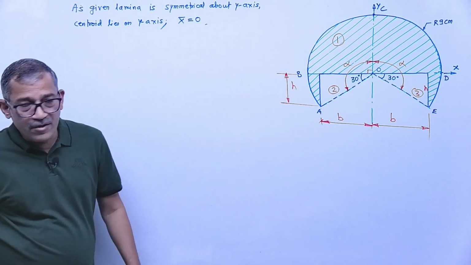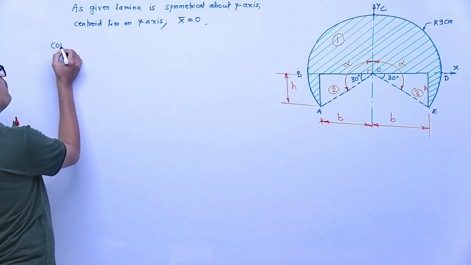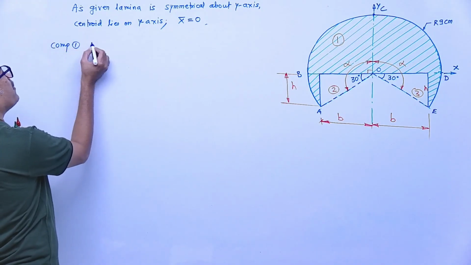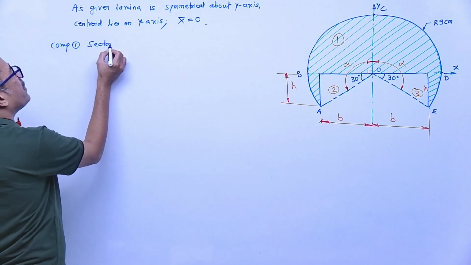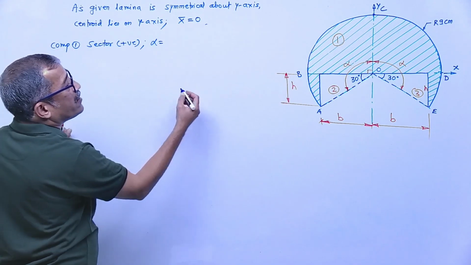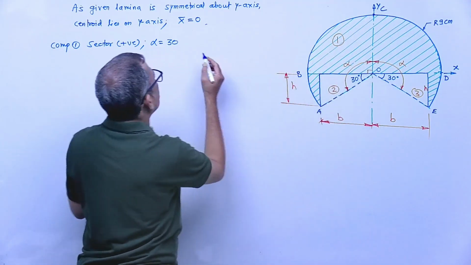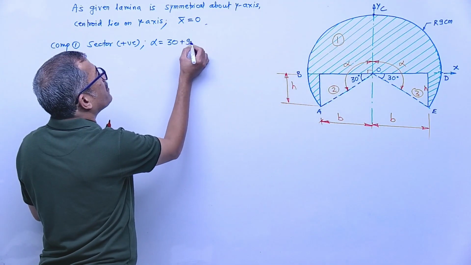Now for the first component, component 1 is the sector. Sector is a positive component. What about the angle alpha? 30, this one 30 plus 90. 30 plus 90, how much?